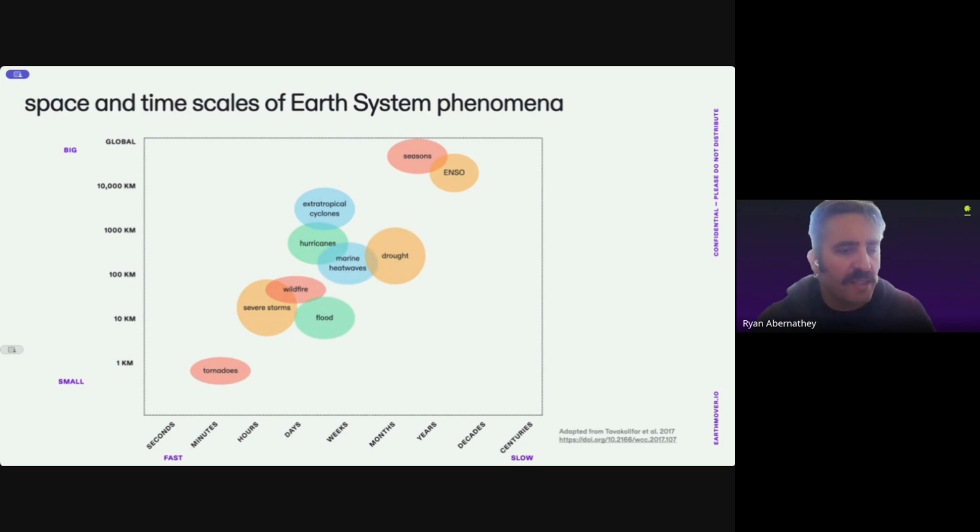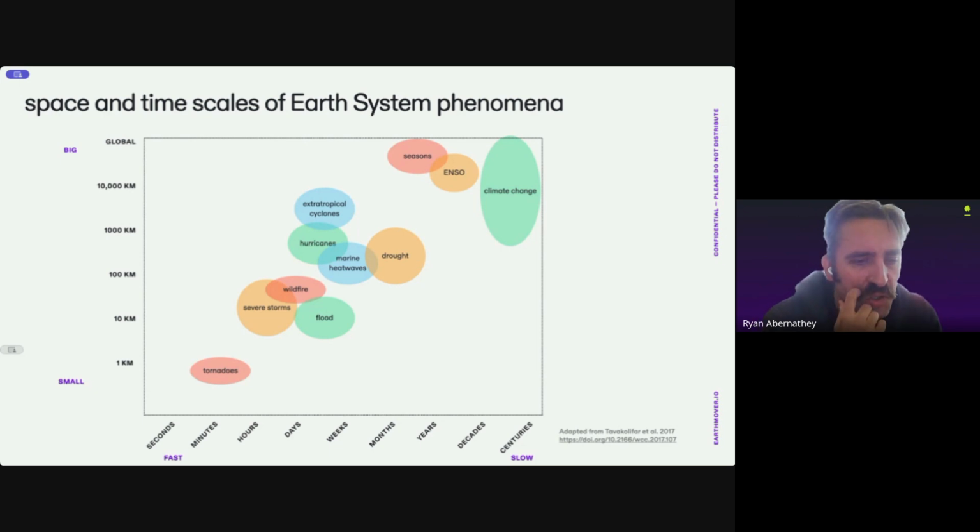Just about every process we might be interested in terms of climate impacts can be located somewhere in this space. So here I've drawn circles for flood and wildfire, marine heat waves, and drought. And of course, at the longest time scale, we have the phenomenon of climate change itself, which is playing out over decades and centuries. That's really the time scale at which we can observe those direct climate changes.